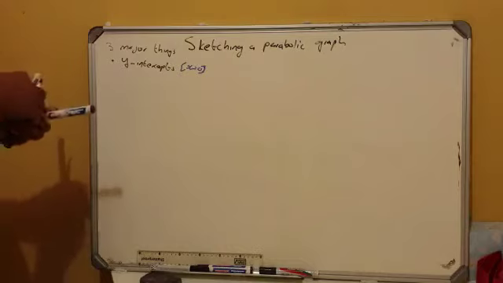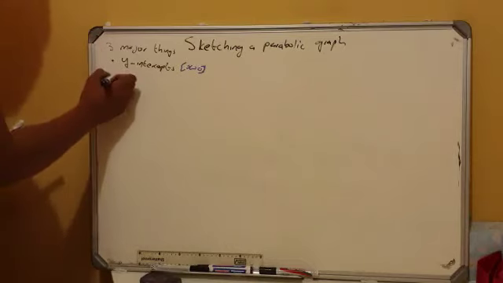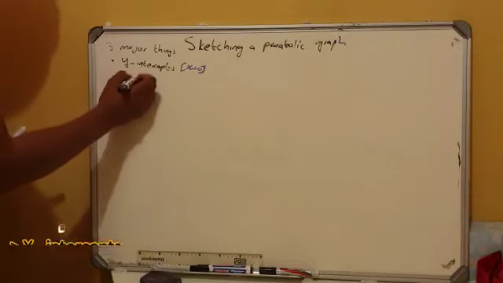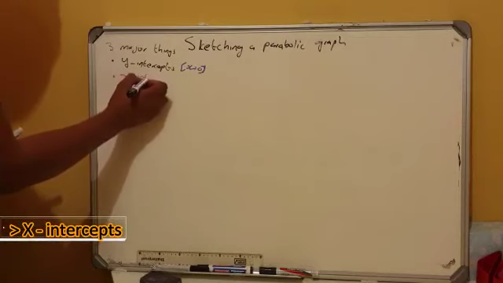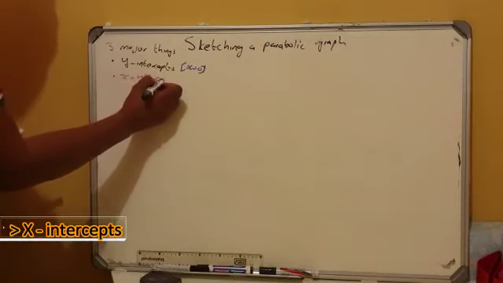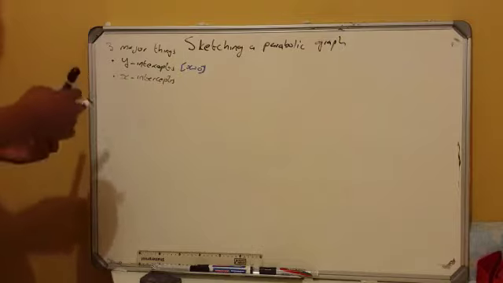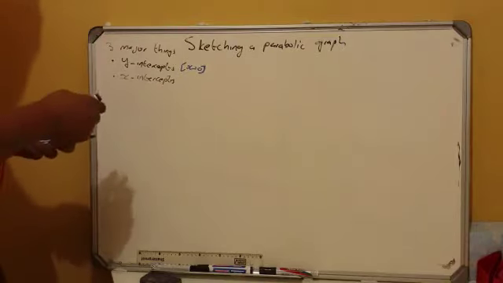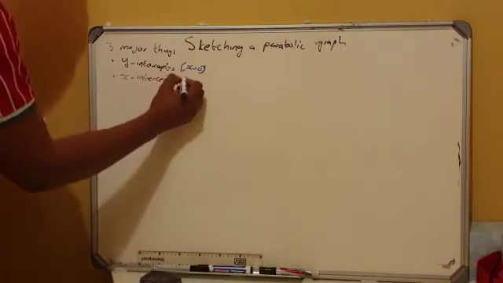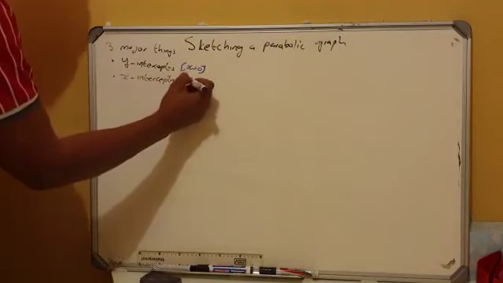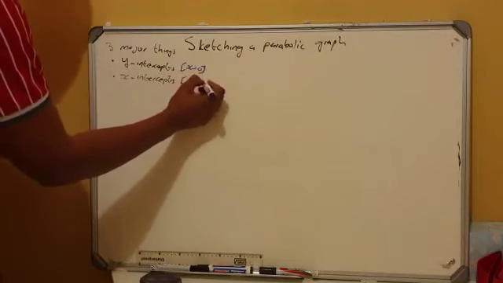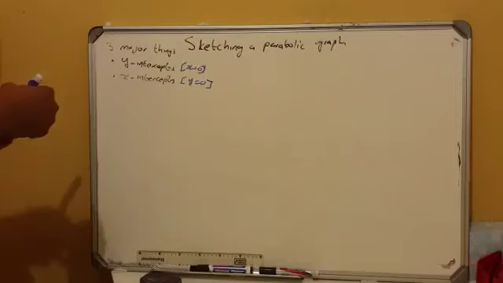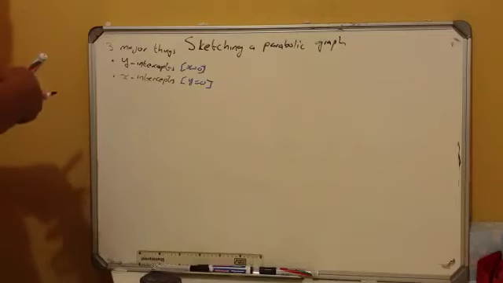The second thing you need is the x-intercept. Calculating the x-intercept, you need to make your y, or your f of x, equal to 0, or your g of x, or whatever letter they would have used to name the graph.